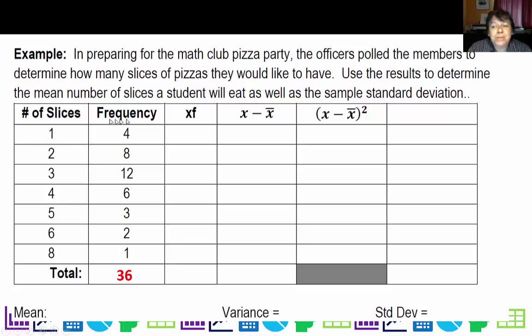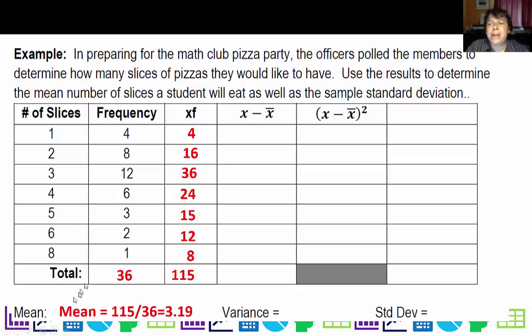I could put all my 1s together and multiply them out. I've got 4 1s, so I got 4 slices right there. I have 8 kids that want 2 slices, so I have 16. 12 that want 3, that's 36. 6 that want 4, that's 24. And then just add them all up here. So I would need 115 slices for 36 kids, which means on average, if you divide those two, I need 3.19 slices per kid. All right, let's go ahead and do our deviations like we did before.